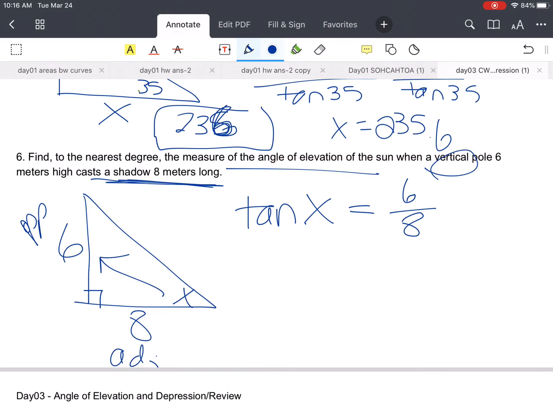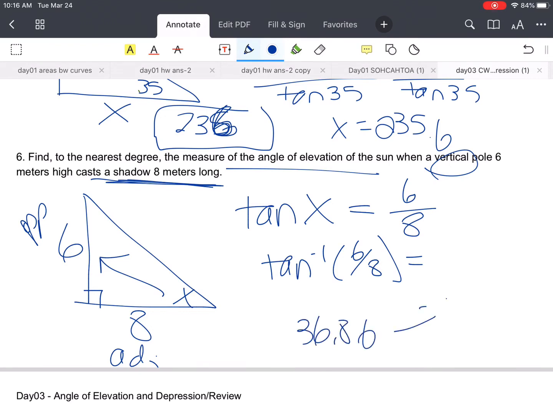Now you can't just divide by tan. You have to remember that when you want the angle, you got to use tan inverse or function inverse. So tan inverse of 6 divided by 8, and my calculator says 36.86. So it's 37 degrees. Okay.